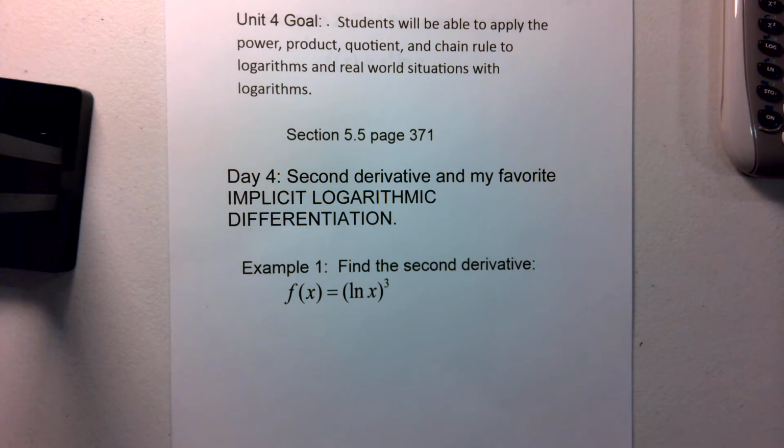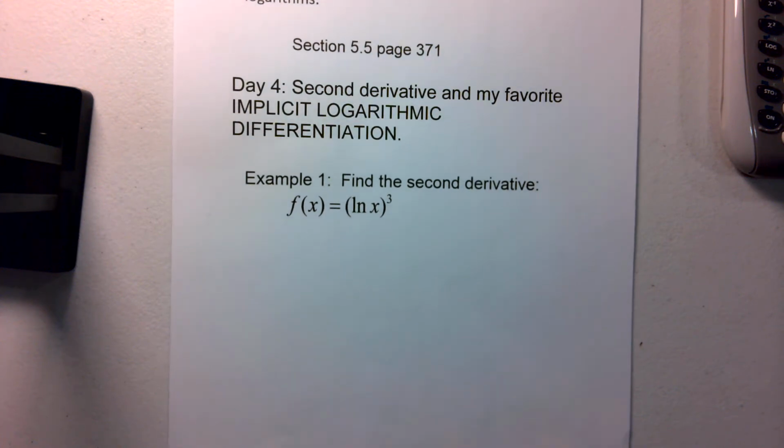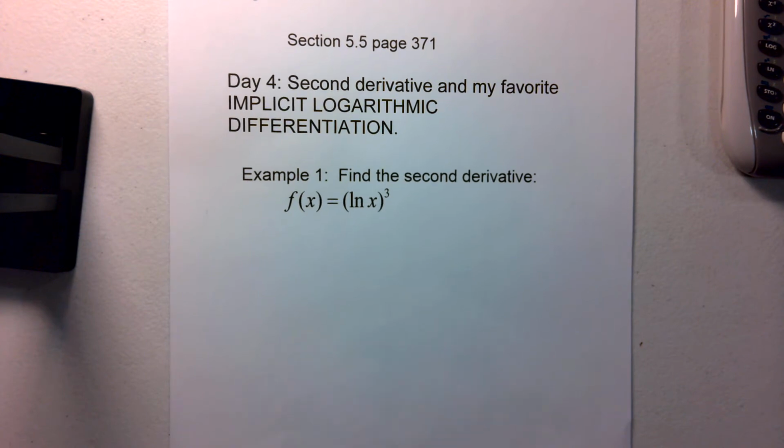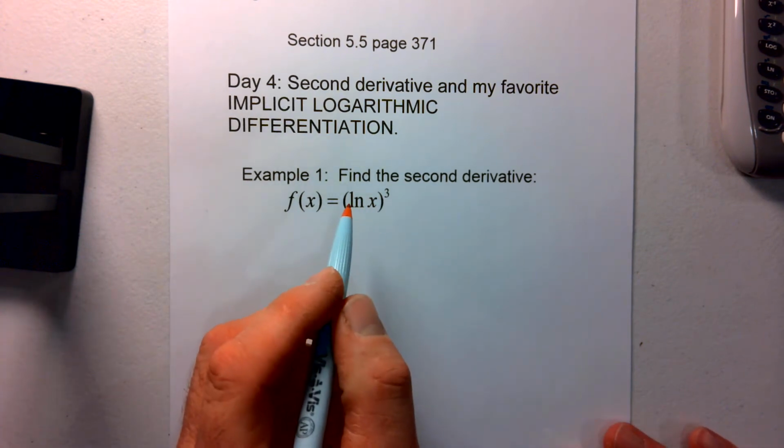Day 4, section 5.5. We're going to continue on our journey of finding derivatives. So today we're looking at second derivative and my favorite, implicit logarithmic differentiation. So what are we going to look at? We've already talked about derivatives and natural logs, so we're going to throw them into our second derivative now. So how do we find the second derivative?